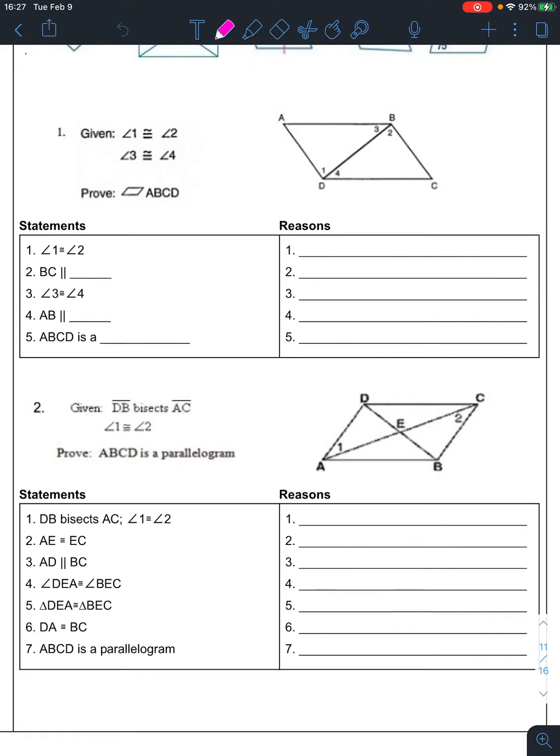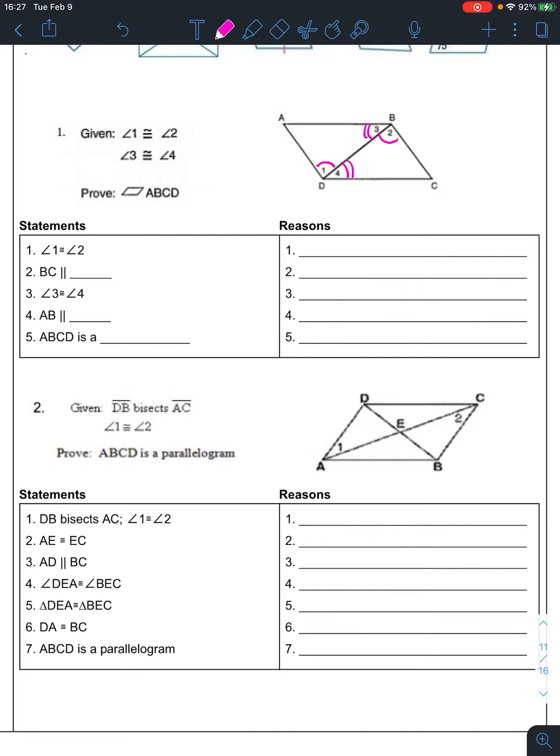So given that angle 1 is congruent to angle 2, again, always when you can, label the information that you know. Angle 1 is congruent to angle 2, and angle 3 is congruent to angle 4. Now, you should already be thinking, what are those? What are they going to mean? So ultimately, you know that those are alternate interior angles. And we use alternate interior angles when we have lines that are parallel. So my goal is to prove that this is a parallelogram. So I'm kind of already formulating a way that I need to do that.